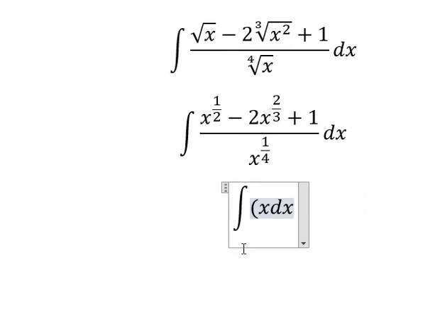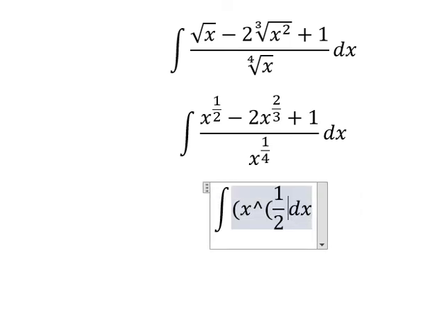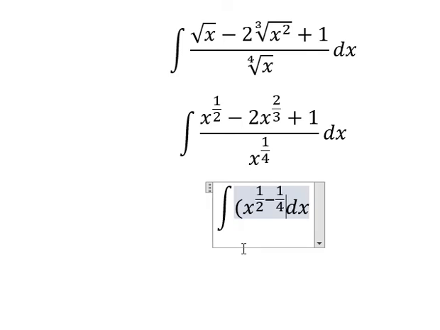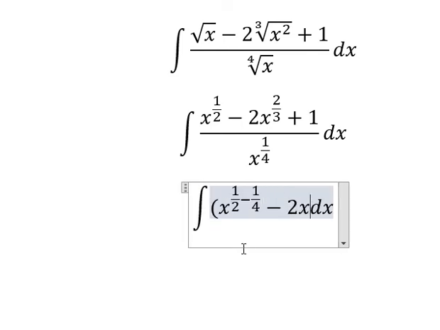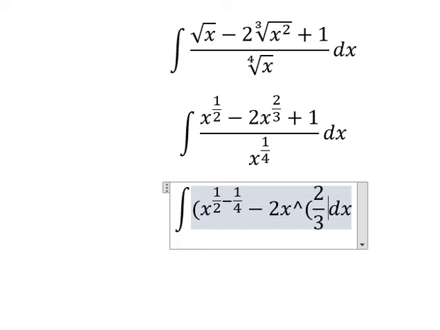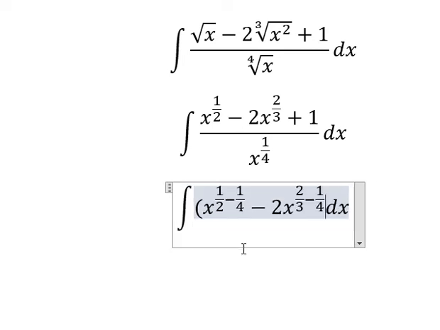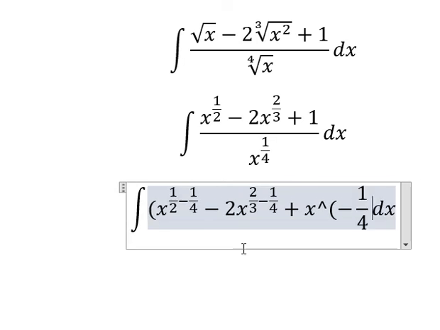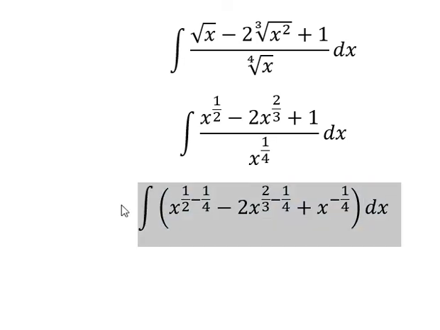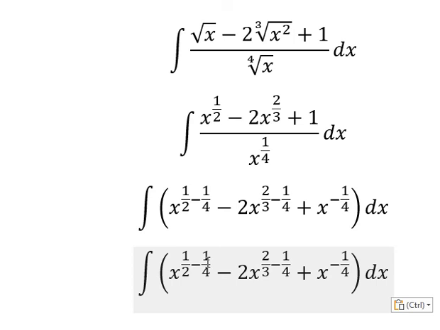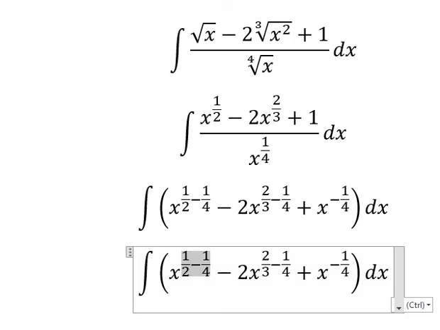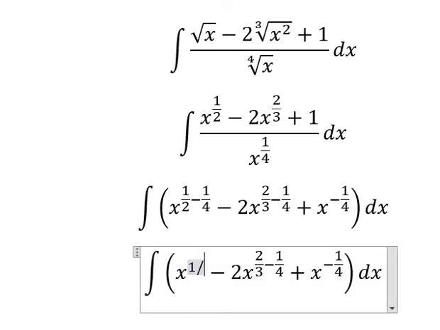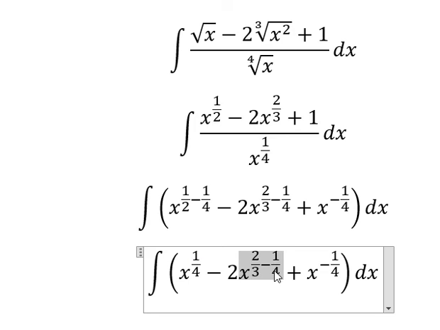So, we have x to the power of 1 over 2 minus 1 over 4, minus number 2 x to the power of 2 over 3 minus 1 over 4, plus x to the power of negative 1 over 4. So this one we have 1 over 4. This one we have 5 over 12.